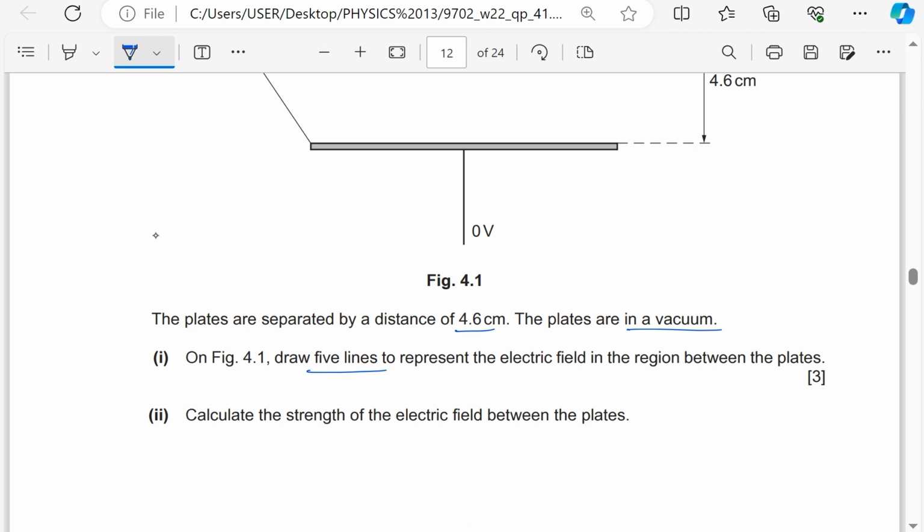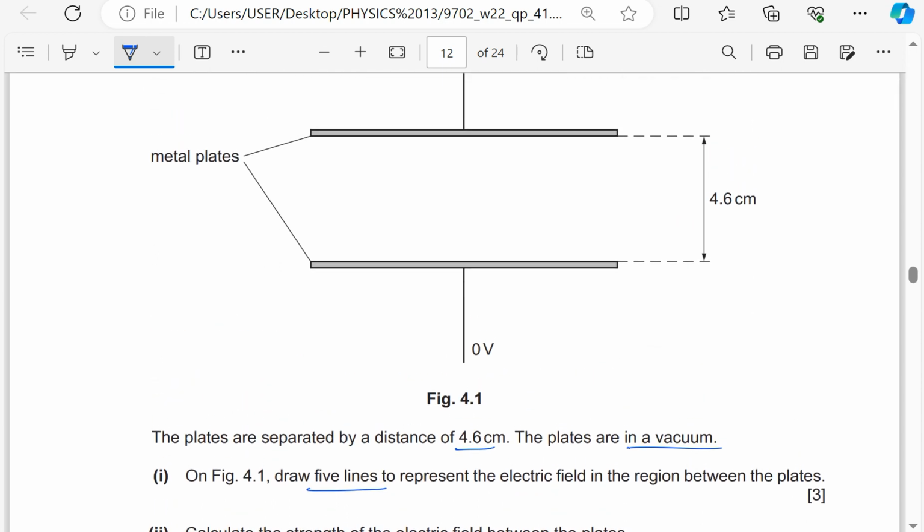Remember, this is going to be a uniform field because the plates are parallel. And because it's a uniform field, the field lines are going to be evenly spaced or equally spaced. So I'm going to draw field lines which are equally spaced. I'm going to try my level best to ensure that they are almost equally spaced.